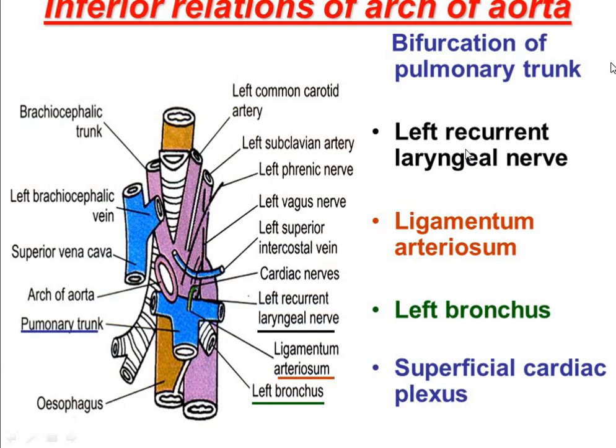Then again, the left recurrent laryngeal nerve and the left bronchus, because the trachea also divides into right and left principal bronchi at the level of T4. So it has already divided. The relation inferiorly is going to be the left bronchus, because the aorta has gone towards the left. And along with that, the superficial cardiac plexus.